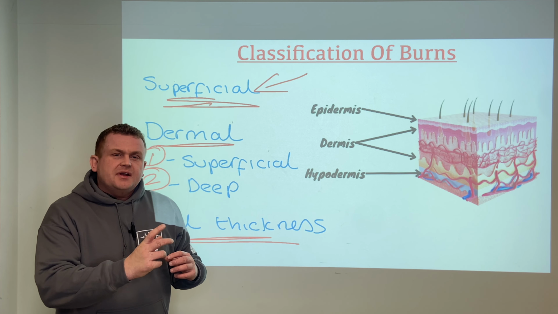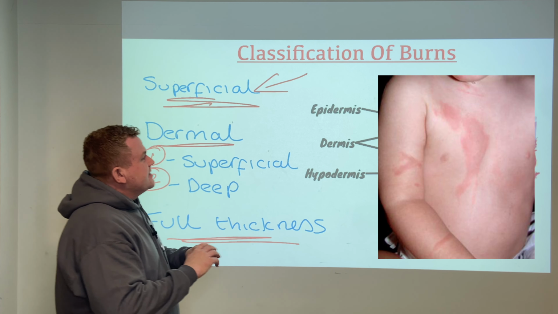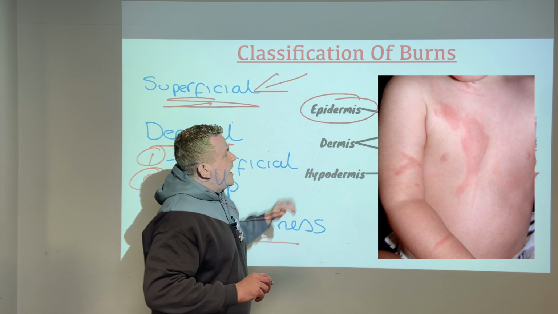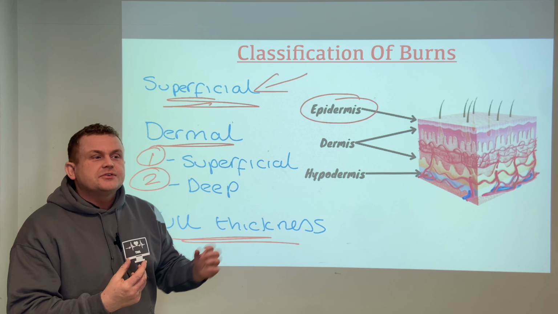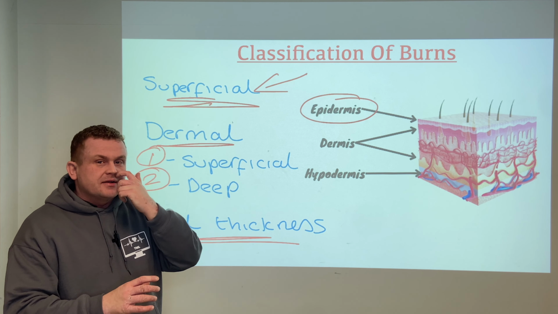Superficial burns is where we get that erythema, that redness on the epidermis. However, the skin layer has not been breached. Okay, so we don't include it in our total body surface area when calculating the burns.